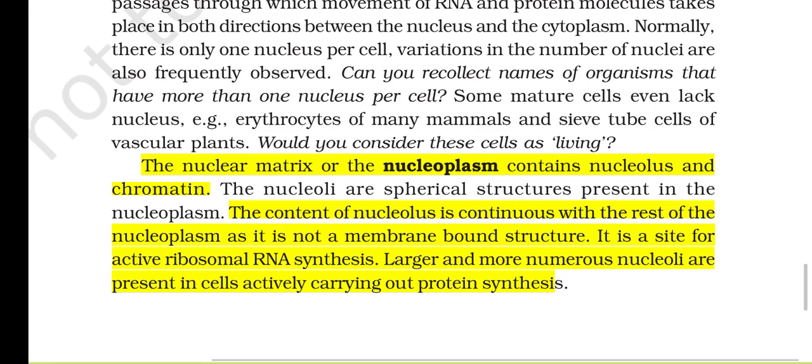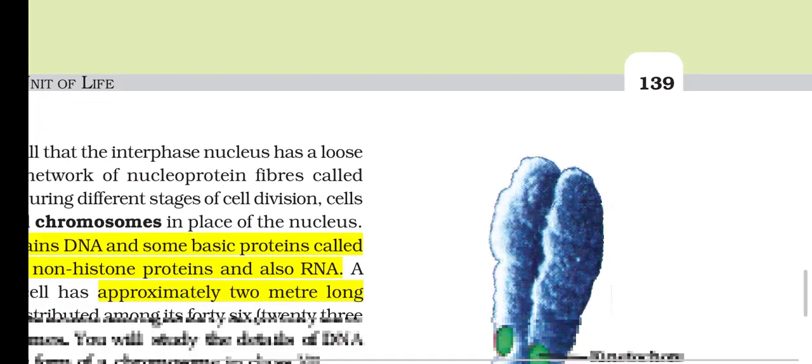The nuclear matrix or the nucleoplasm contains nucleolus and chromatin. The nucleoli are spherical structures present in the nucleoplasm. The content of nucleolus is continuous with the rest of the nucleoplasm as it is not a membrane-bound structure. It is a site for active ribosomal RNA synthesis. Larger and more numerous nuclei are present in cells actively carrying out protein synthesis.